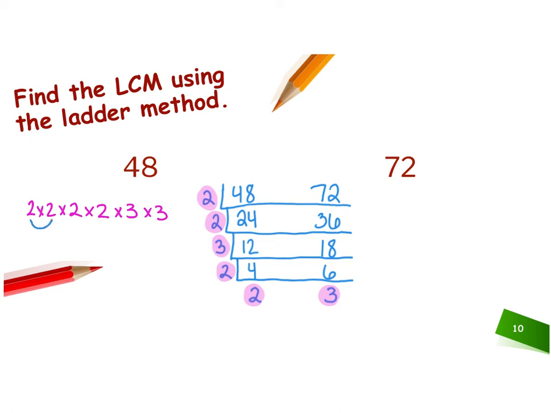Two times 2 is 4, times 2 is 8, times 2 is 16, times 3 is 48, times 3 is 144. So the least common multiple of 48 and 72 is 144.